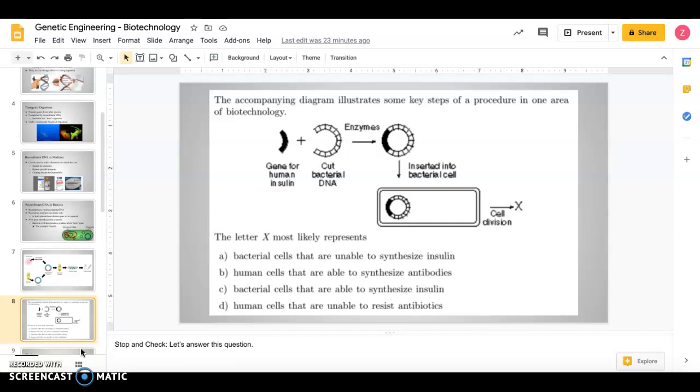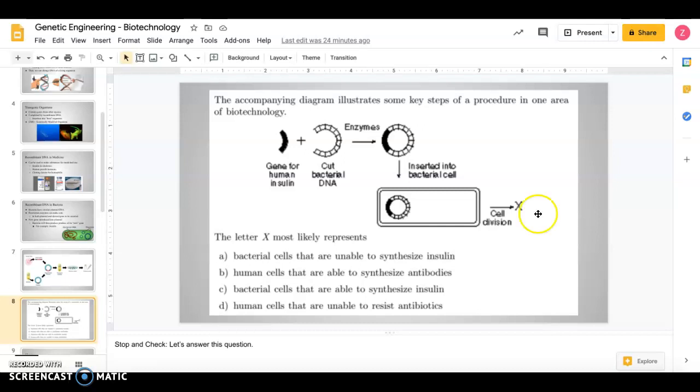So let's stop and check. Let's answer this question. The accompanying diagram illustrates some key steps of a procedure in one area of biotechnology. The letter X most likely represents A. Bacteria cells that are unable to synthesize insulin. B. Human cells that are able to synthesize antibodies. C. Bacteria cells that are able to synthesize insulin. Or D. Human cells that are unable to resist antibiotics.